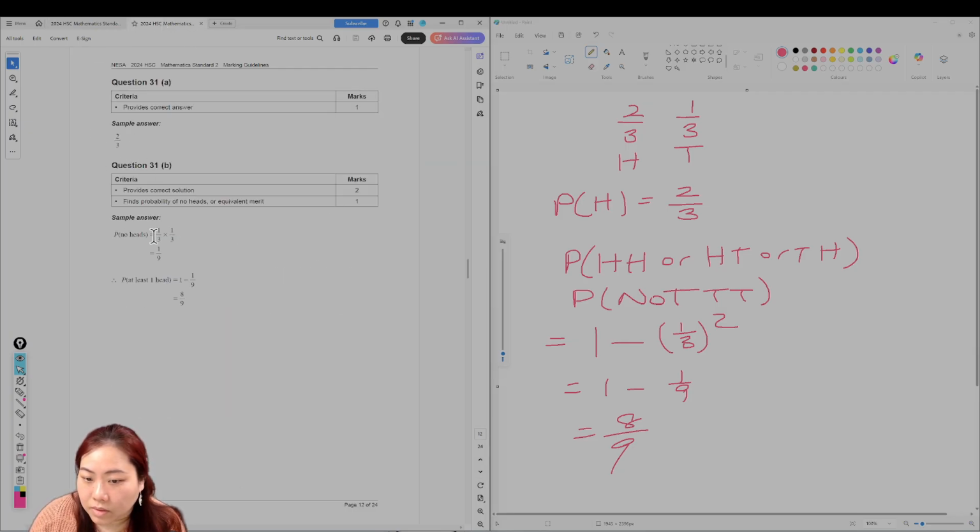It's 2/3, good. Probability of no heads, which is both tails, is 1/9. Probability of at least 1 head is 1 minus 1/9, which is 8/9. Excellent.